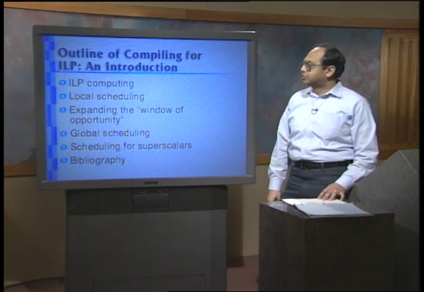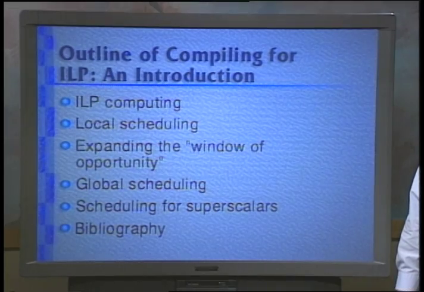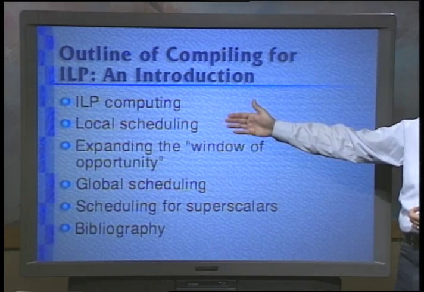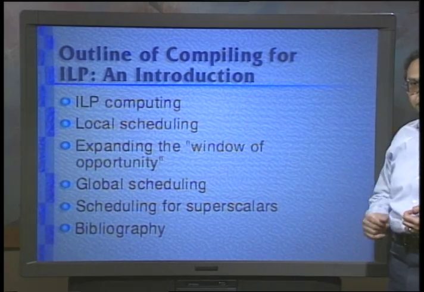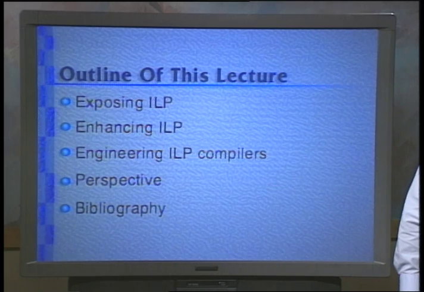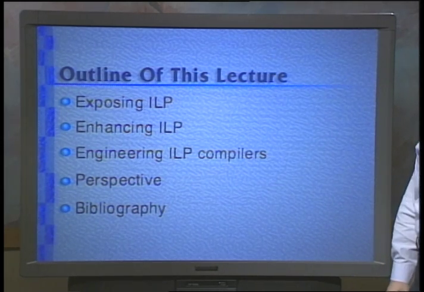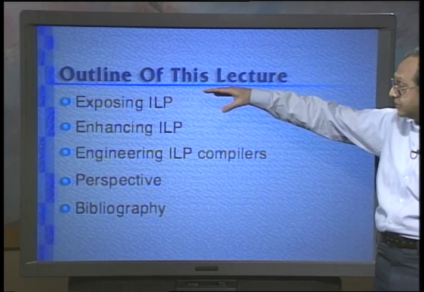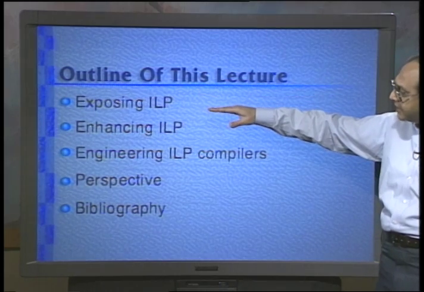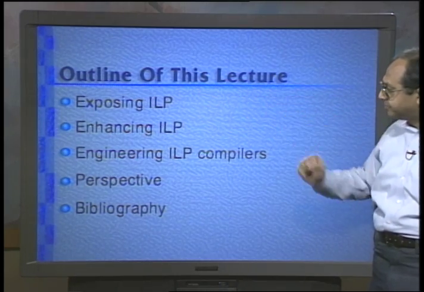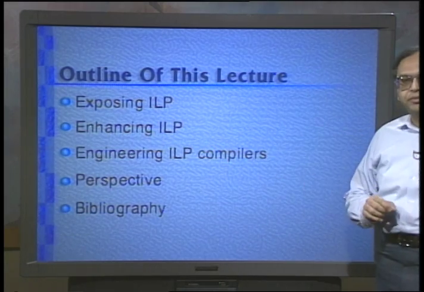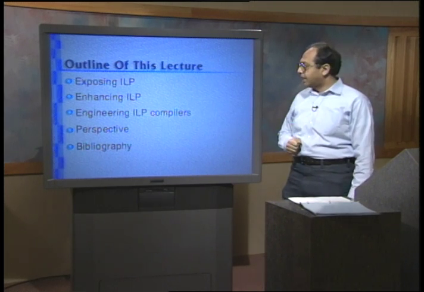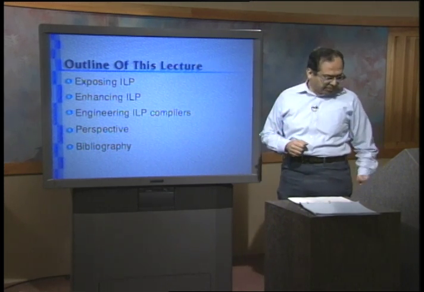In a companion lecture to this one, we looked at how ILP is exploited by ILP compilers, working our way through from local scheduling at the single basic block level through to global scheduling. In this talk, I want to focus on the other two major aspects of an ILP compiler, namely exposing enough ILP for there to be something to be exploited in the first place, and then enhancing the ILP if that is inadequate. I'd also like to get into some of the ways in which engineering an ILP compiler turns out to be quite different than engineering conventional optimizing compilers.